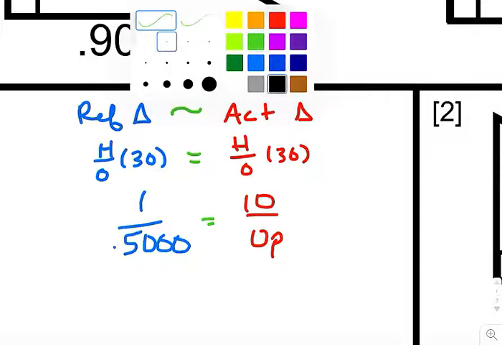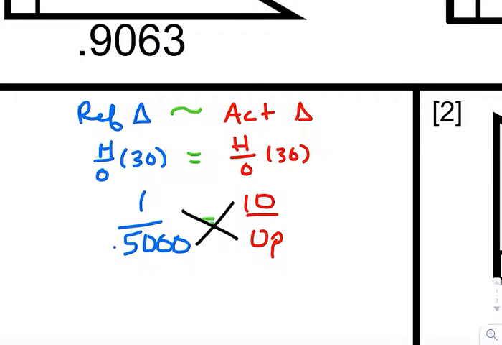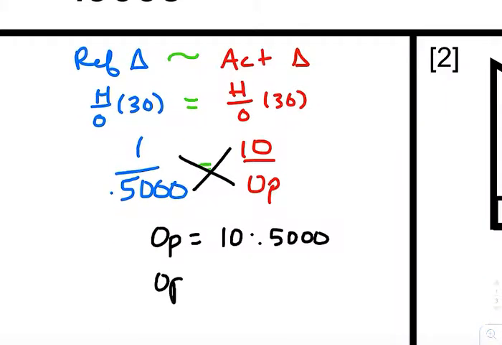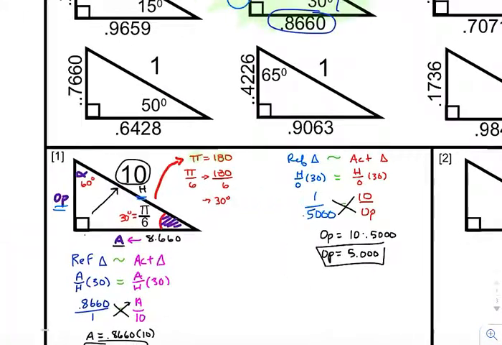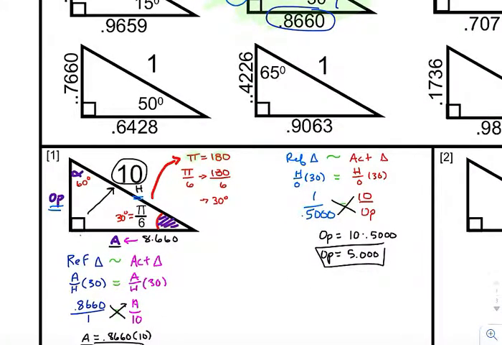Now let's go into our algebraic solving step. So OP, the opposite side, is equal to 10 times 0.5000. And again, a multiplication by 10 is pretty straightforward. It's just going to be 5.000. So again, before moving on, we now know this is 5.000, just 5.